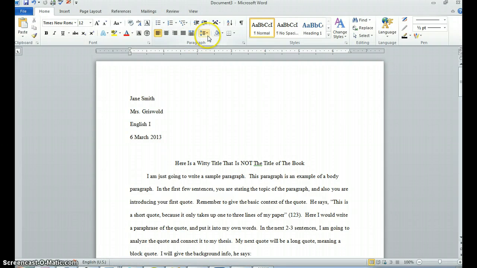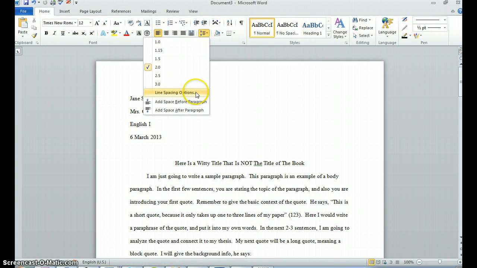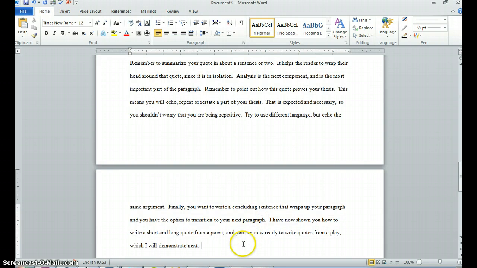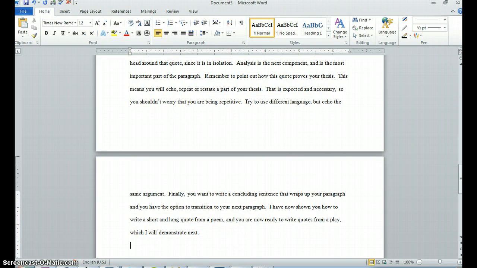Remember to make sure that your spacing is correct. You want to go to line spacing options. You want to make sure both of these say 0. Usually this one is set by default at 10. You want to decrease that to 0. And you want to make sure your line spacing is double. Okay, so I'm going to start my new paragraph by hitting enter and then tab. You indent the beginning of your paragraph.